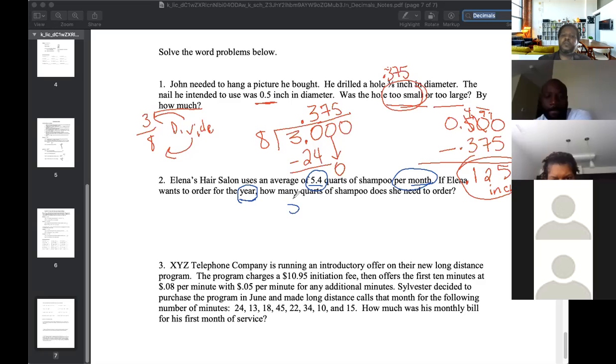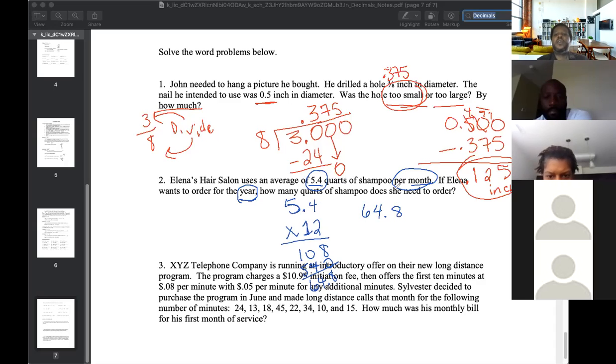So this is just a one-step problem. We do 5.4 times 12. What's that answer? We did this. It's on your pre-assessment. So that's going to give us 64.8.